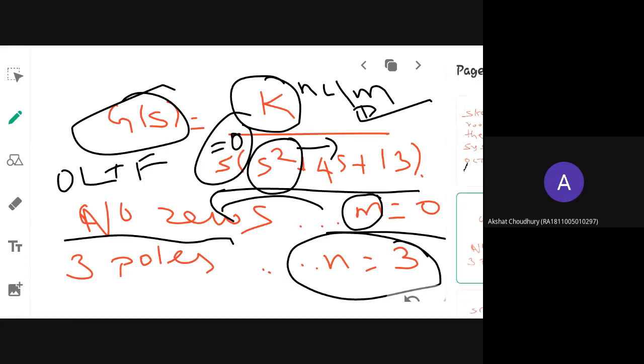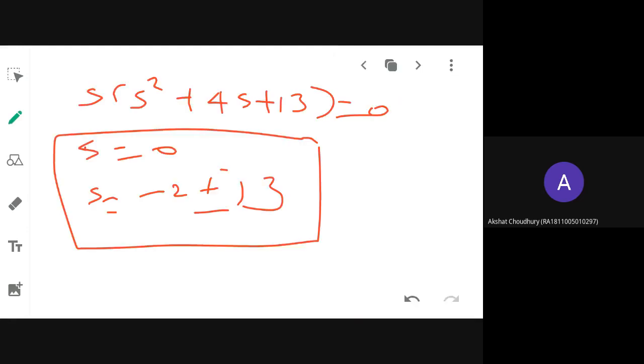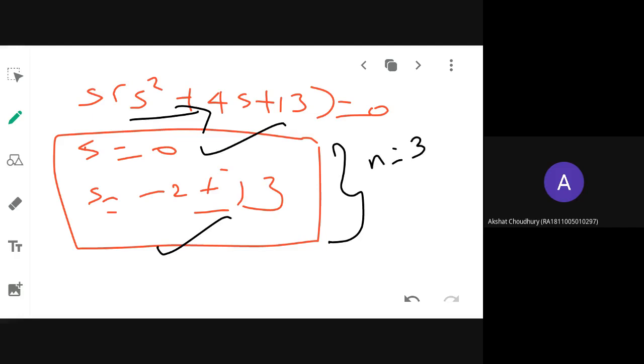Now I have found the roots of this quadratic polynomial, which we have already done. One pole is located at the origin. The quadratic equation results in a complex conjugate pair of roots. So totally you have n equal to 3 poles. Now you have to locate these poles and zeros in your graph sheet.